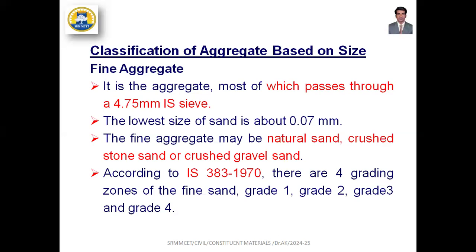The fine aggregate may be natural sand or crushed stone sand. Based on IS code 383, we have classified the fine aggregate into different grades: grade 1, grade 2, grade 3, and grade 4.